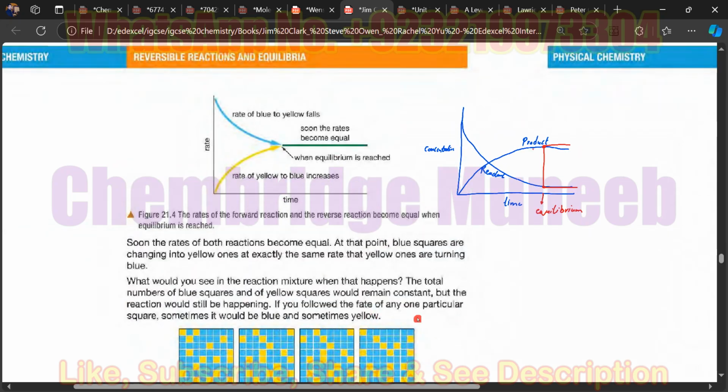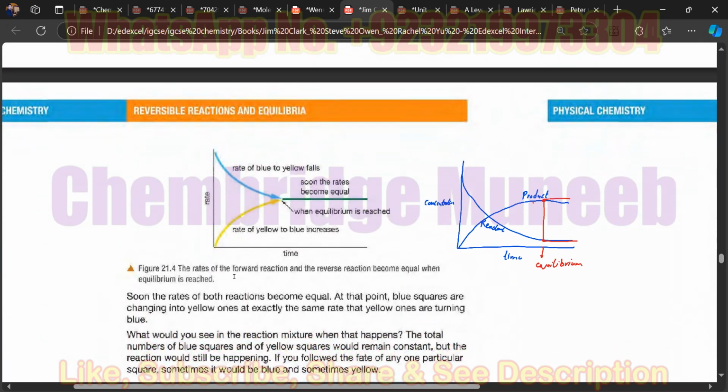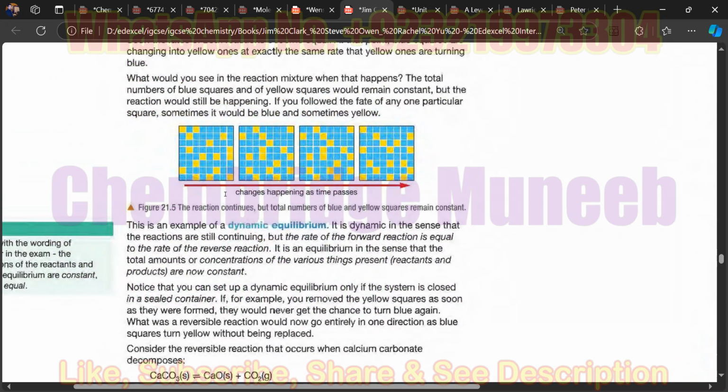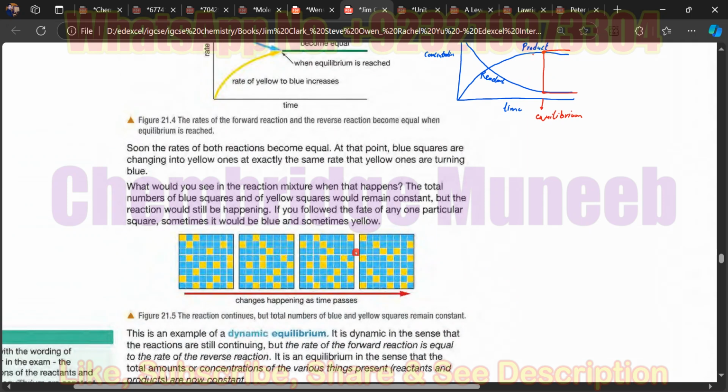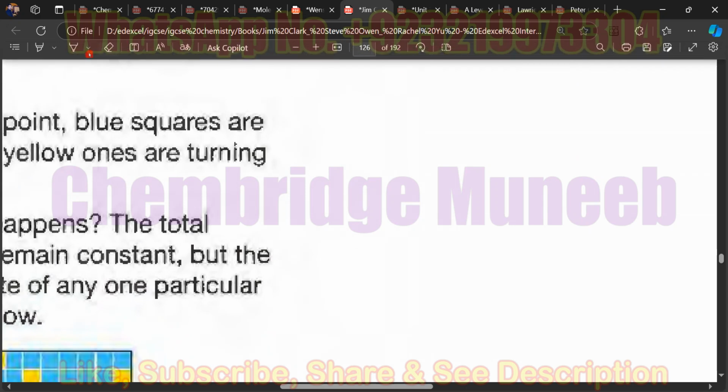The example included in this topic is not very clear because it all talks about the blocks present in the large size block, so it is not a very good example. But the overall idea is that the amount of the products and the reactants remain the same when the equilibrium is reached. And what is meant by the dynamic equilibrium?